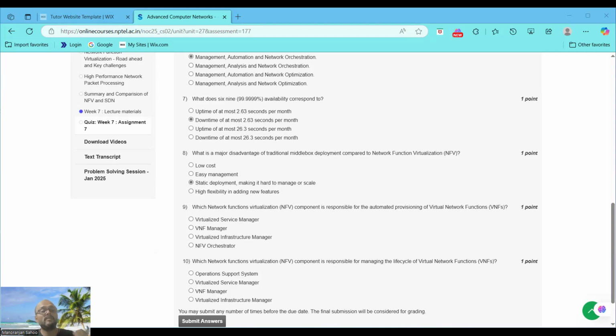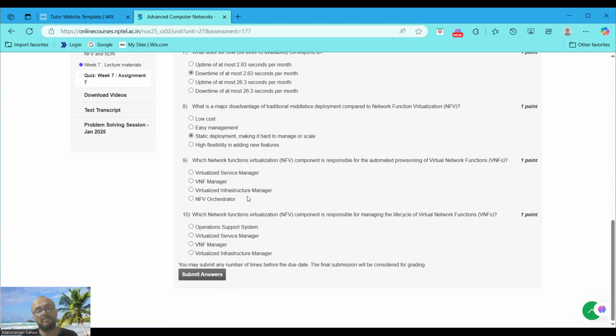Then A is incorrect. Why? Middleboxes are costly due to the proprietary hardware. B is incorrect because management is complex, not easy. D is incorrect because flexibility is low, unlike NFV software approaches. Only option C, static deployment making it hard to manage or scale, is the major disadvantage. So option C. Now moving to question number 9.